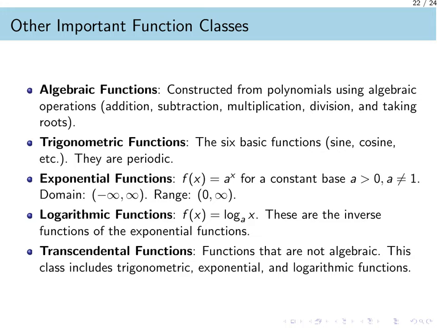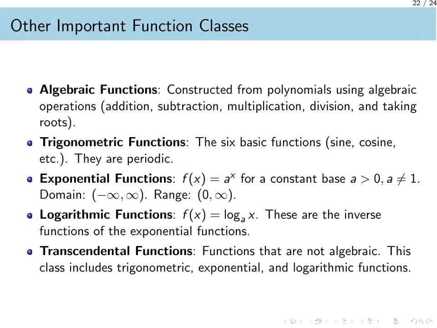Beyond polynomials and rational functions, we have several other crucial classes of functions that model more complex behaviors. We can group these into two main types, which are algebraic and transcendental. Algebraic functions are any that are constructed from polynomials, using operations like addition, division, or taking roots. Any function that is not algebraic is called a transcendental function, a broad category that includes many important types.